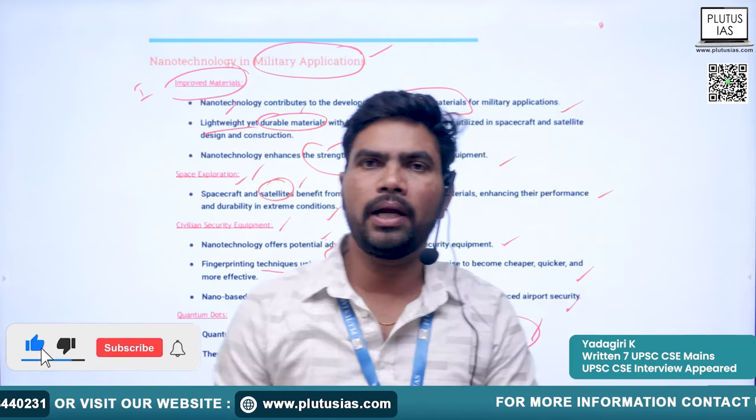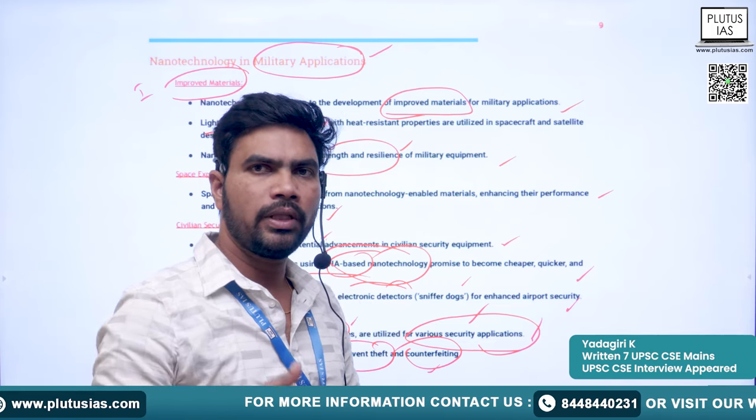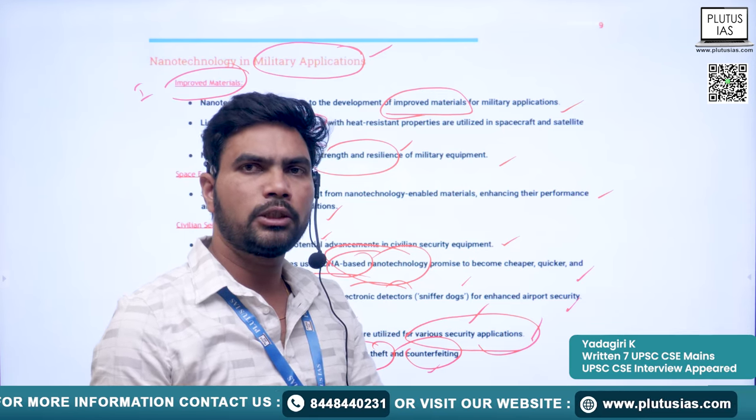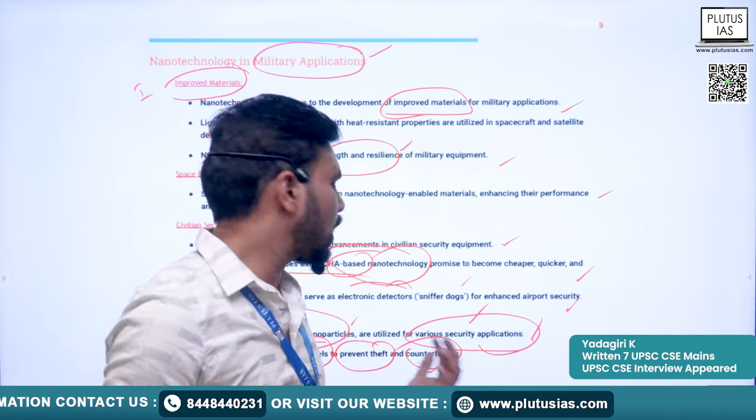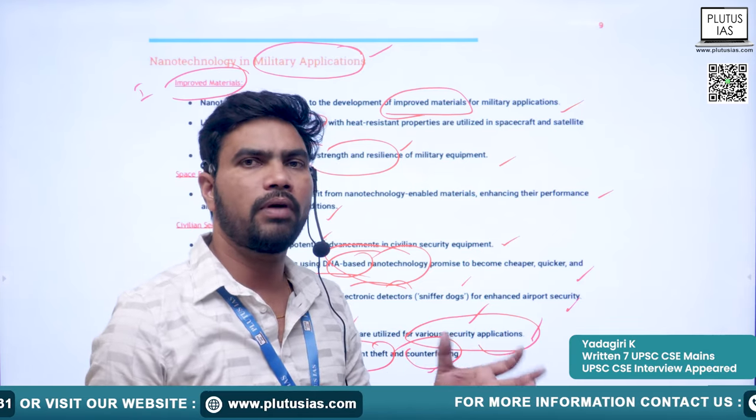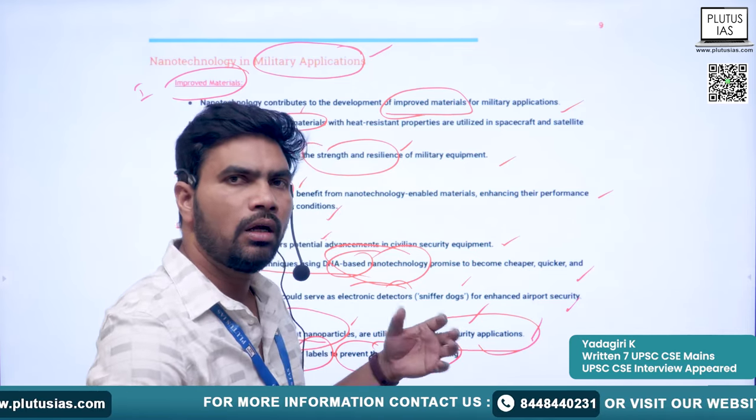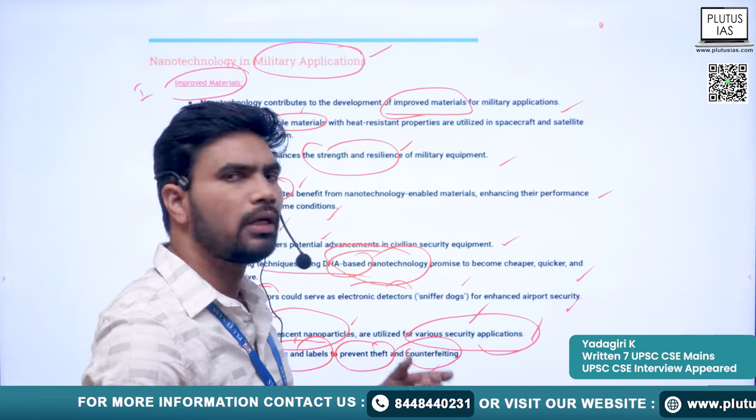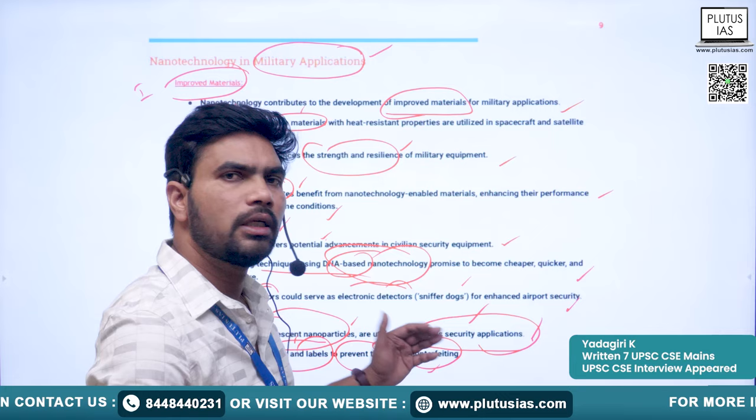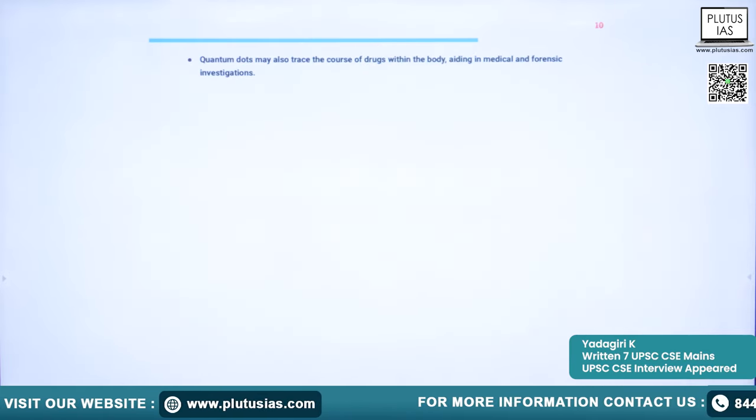Whenever they are applied on certain products or, for that matter, currency notes, when they are scanned or put under a certain specific light, they glow. The quantum dots or the fluorescent particles glow. So in this way, we can find out the tools that are stolen or the counterfeit currency that is being brought into India, etc. There are many applications like these, right?